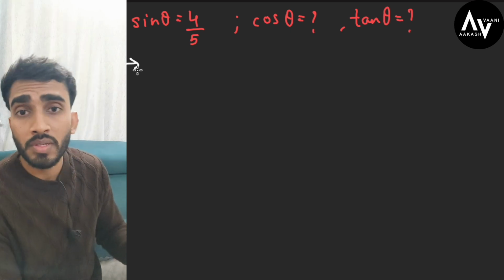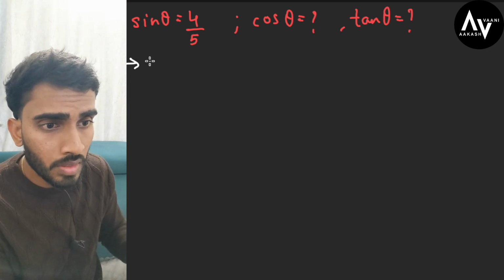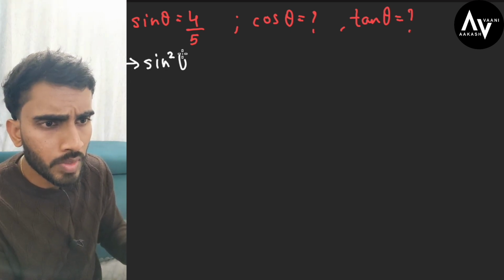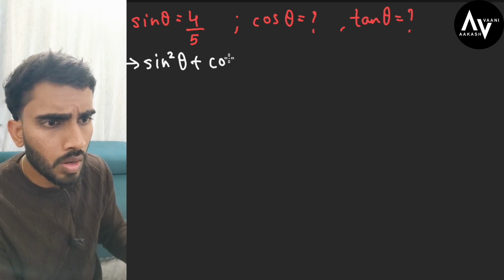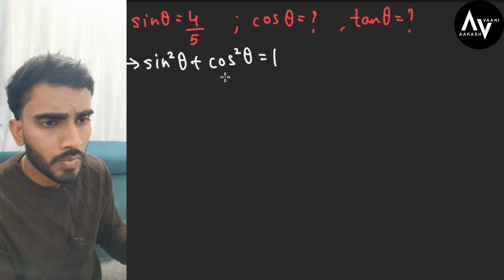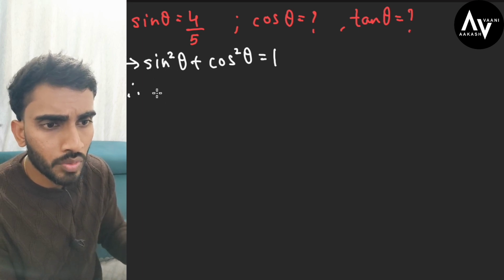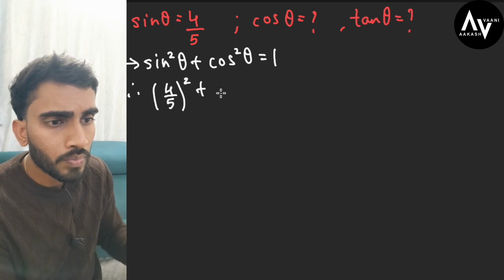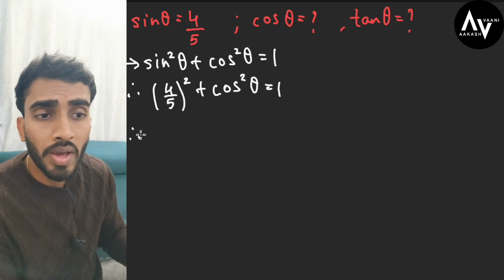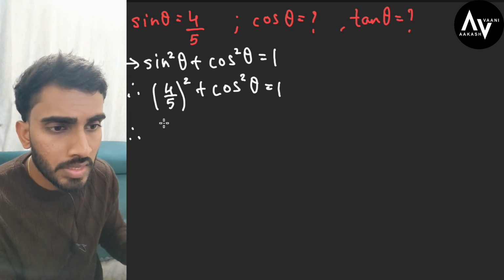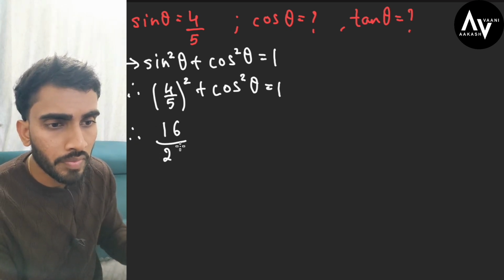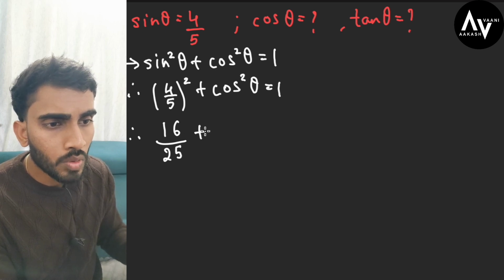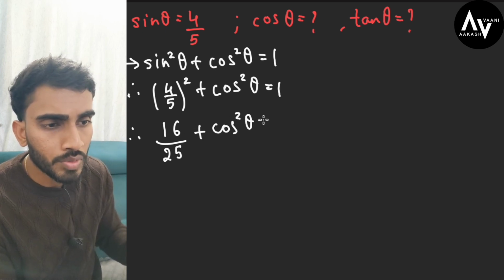Now we have the relation between sine theta and cos theta, which is sine square theta plus cos square theta is equals to 1. And let's put the value of sine theta as 4 upon 5. So we will get (4 by 5) square plus cos square theta is equals to 1. Now the square of 4 upon 5 is 16 upon 25 plus cos square theta is equals to 1.